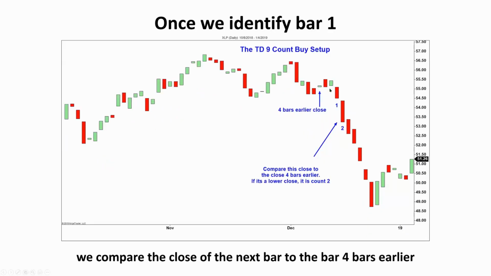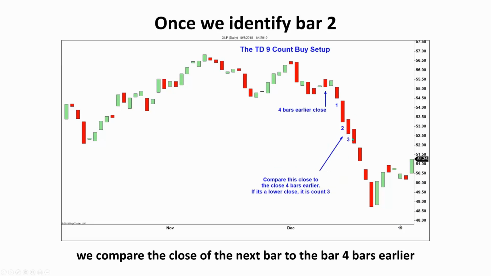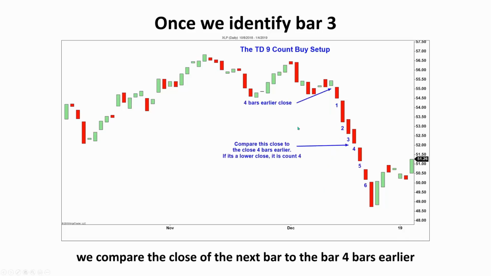Once we have that in place, we're comparing the next bar, bar number 2, to the candle close 4 bars earlier. 1, 2, 3, 4. We've got a lower close. It gets labeled with number 2. We compare 3 to the bar 4 bars earlier, right? So you've got 1, 2, 3, 4. Okay, it confirms another lower close. That becomes our third. Comparing bar 4 to the bar 4 bars earlier gives us bar number 4.